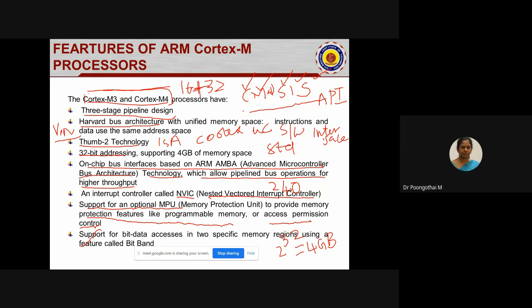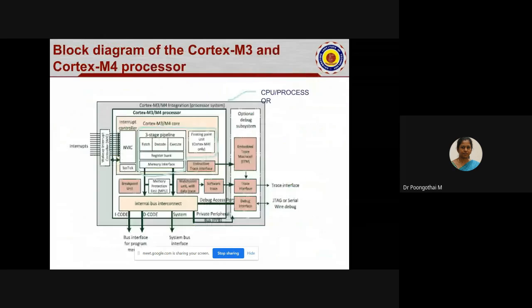And it optionally has a memory protection unit for access permission control of all the memories involved in the Cortex M4, and also it provides bit banding logic to access two specific memory regions. Using this bit band logic, we can access bitwise data. So these are the features of the Cortex M3 and M4 processor.